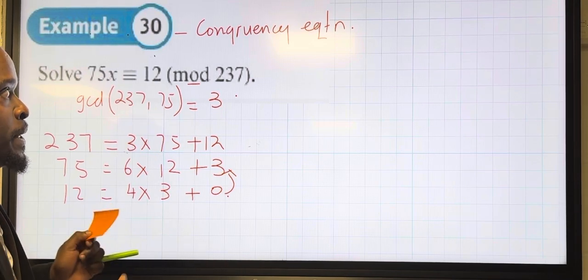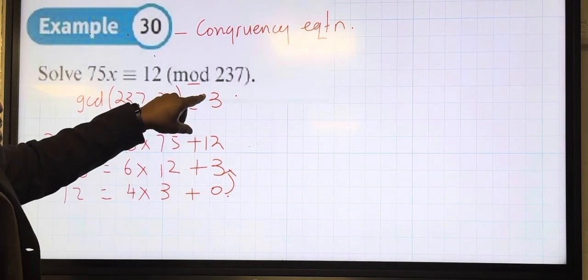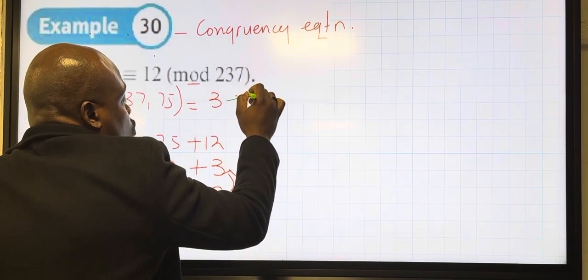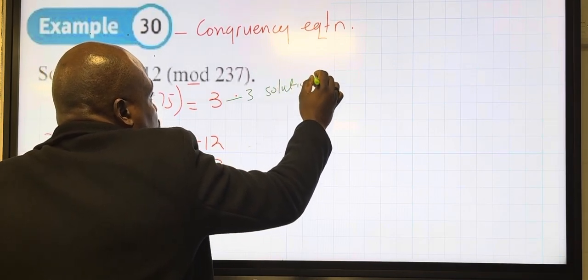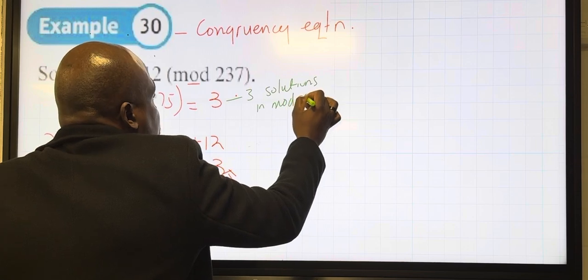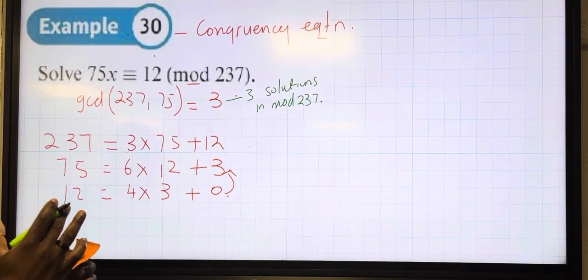By the way, when we do the other method that I'll do later, we will expect to get 3 solutions here. 3 solutions, in what? In mod 237. Those are the solutions we are going to expect to get.